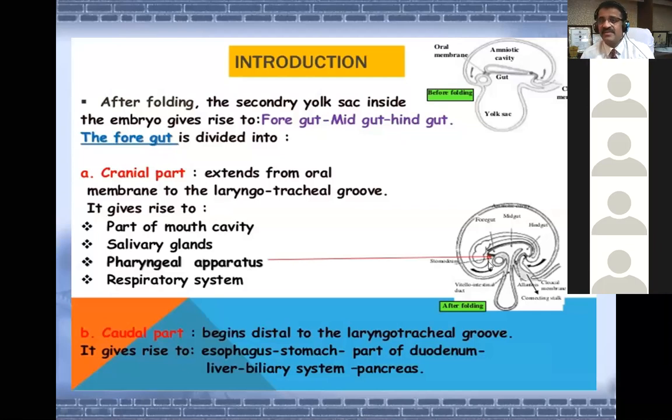Here is the pharyngeal apparatus and respiratory system. So we are talking about pharyngeal apparatus, and it is from the cranial part of foregut. Foregut is the upper portion, so it includes both the GIT as well as the respiratory tract. So what are the structures formed by pharyngeal arches? That I'll show you later on.